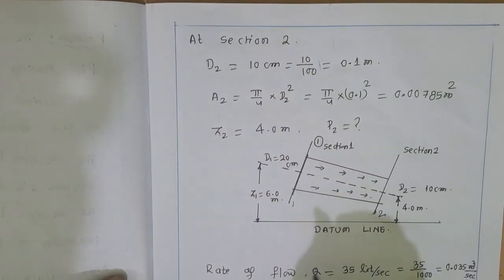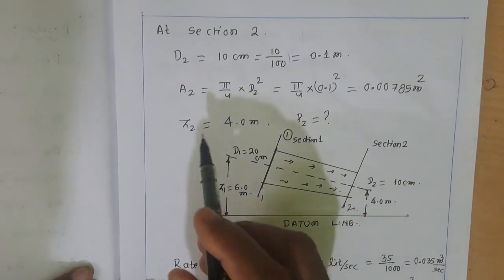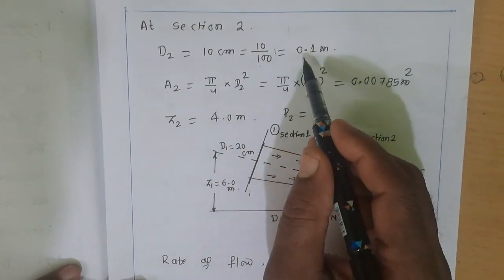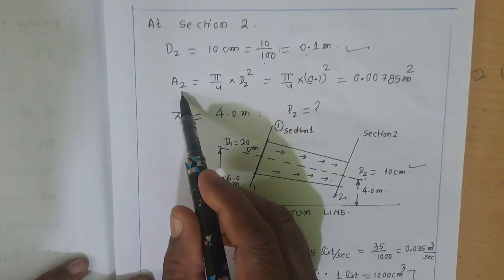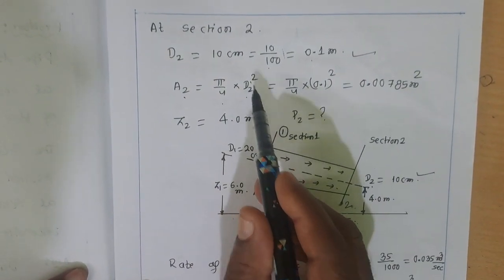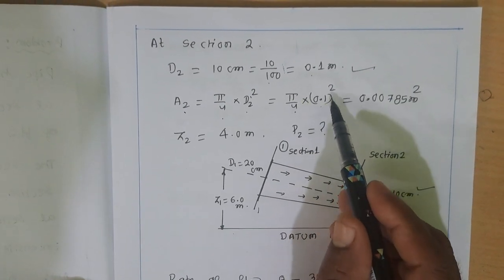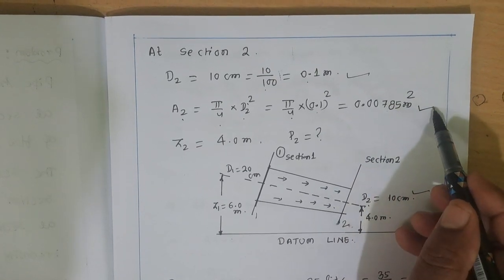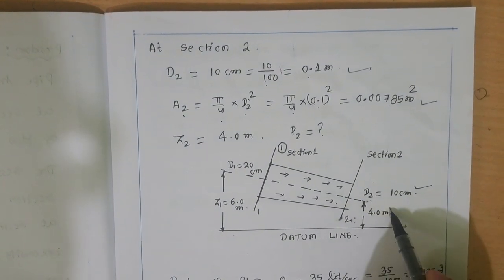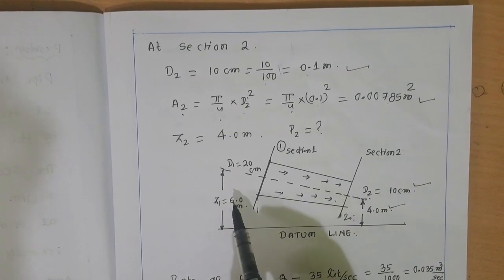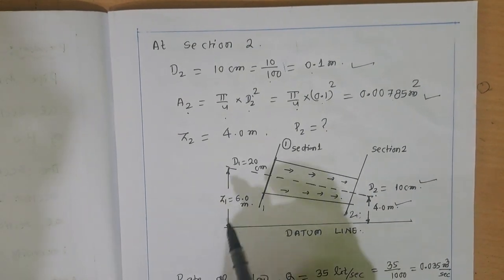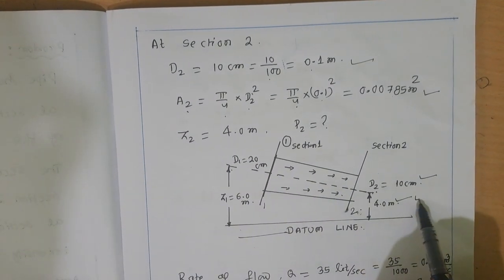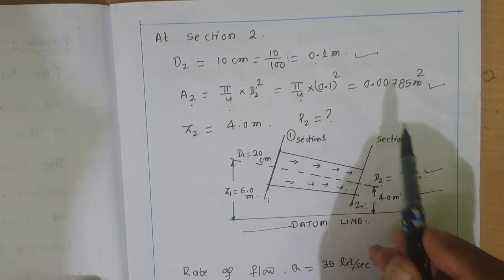At section 2-2, D2 is equal to 10 centimeter, equal to 10 by 100, equal to 0.1 meter. A2 is equal to pi by 4 D2 square, equal to pi by 4 into 0.1 square, equal to 0.00785 meter square. Here Z2 is equal to 4 meter, with respect to the datum line where Z1 is 6 meter. P2 is to be found out.